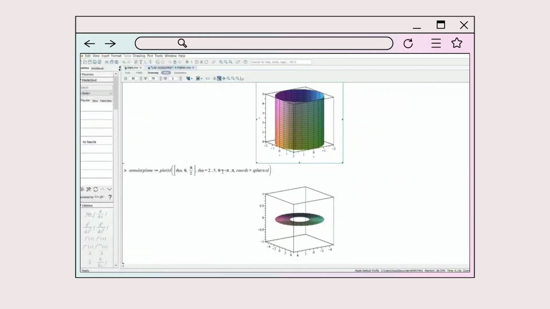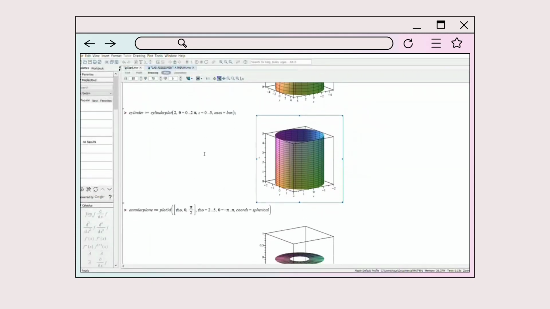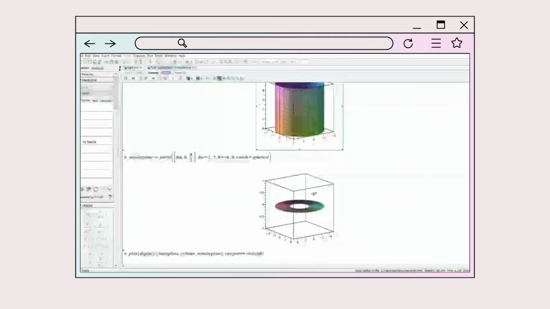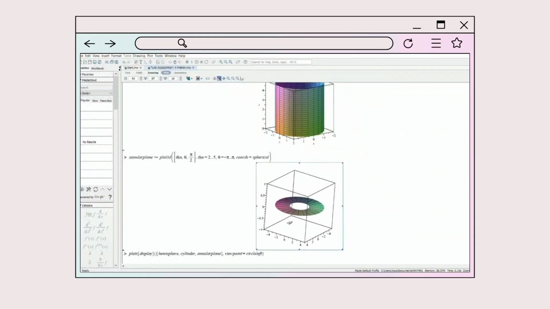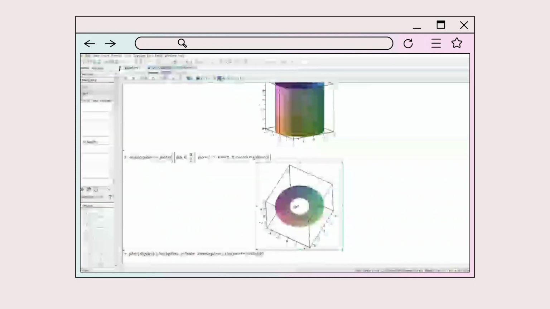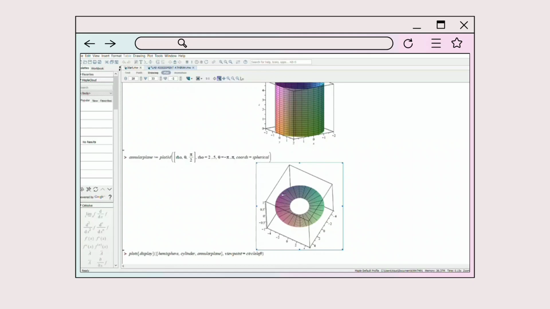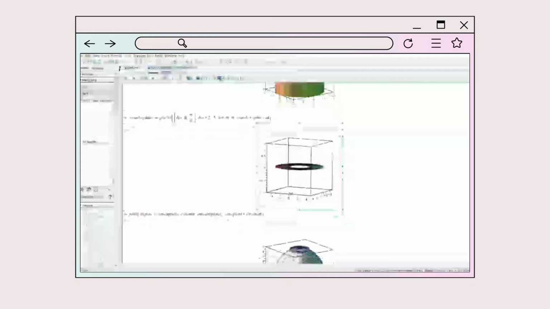and theta is negative pi until pi, and the coordinates are spherical because the cylinder and hemisphere are in a spherical unit. So we obtain this annular plane, which is the difference between the radius of the hemisphere and cylinder, where this is the radius of the cylinder and this is the radius of the hemisphere. So we can obtain the difference between the radius of the hemisphere and cylinder.